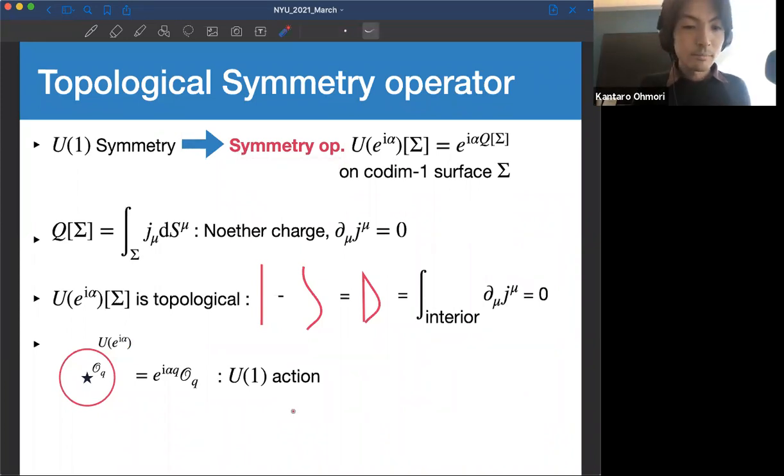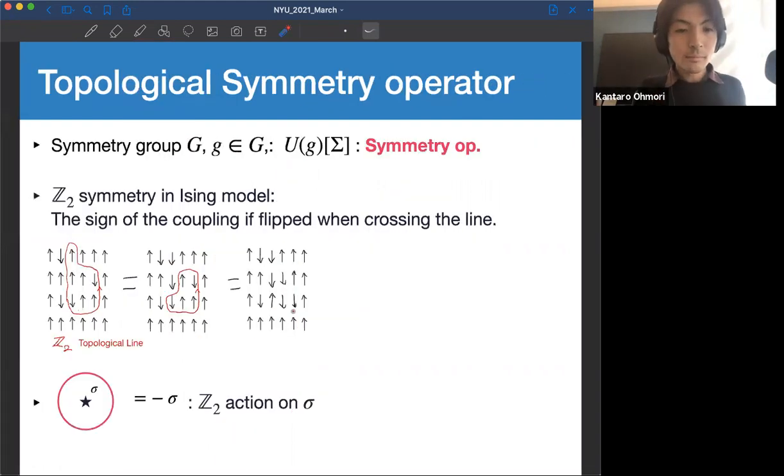Okay, so this is just the U(1) case. But this generalizes to any group, even if G is discrete. When the symmetry group is discrete, there is no Noether current. However, the topological symmetry operator still exists for each element, small g, inside your group.